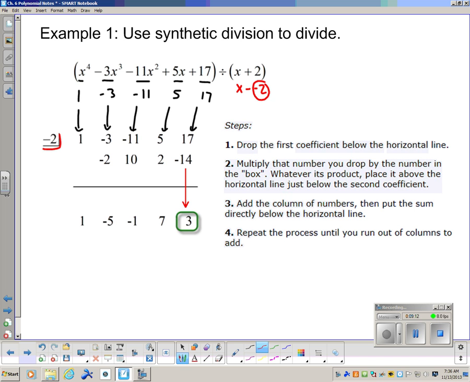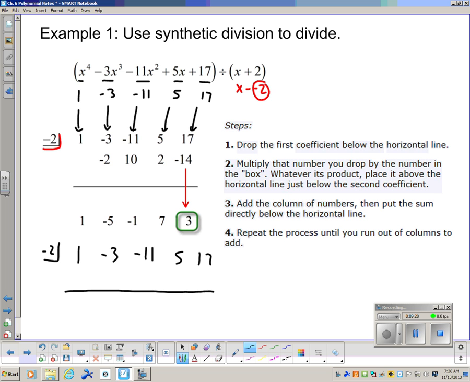All right. So then once I've got that first row written down, I'm going to come down here and rewrite exactly what they have. So 1, negative 3, negative 11, 5, 17, and then they've got the negative 2 in the box. Leave some space.